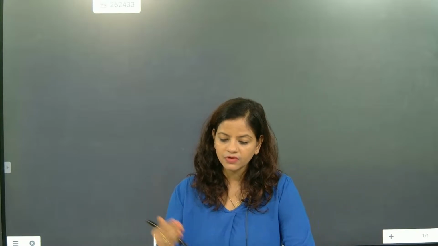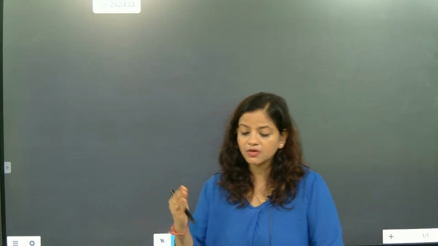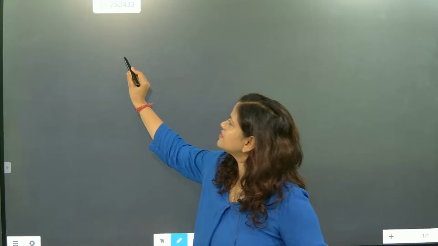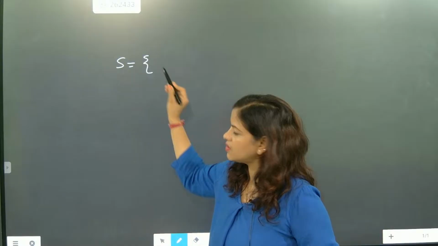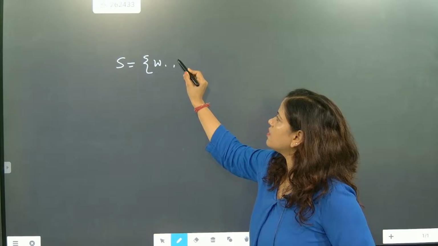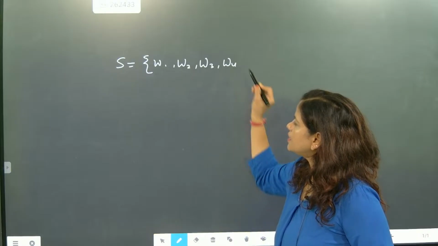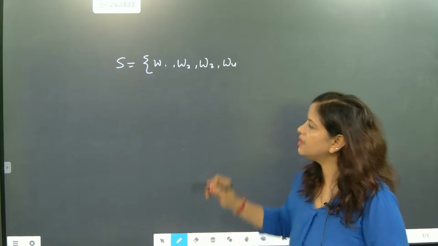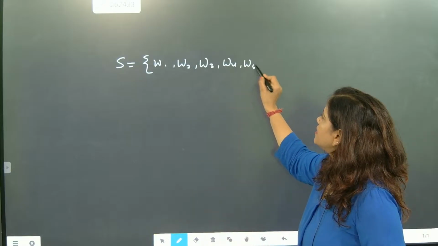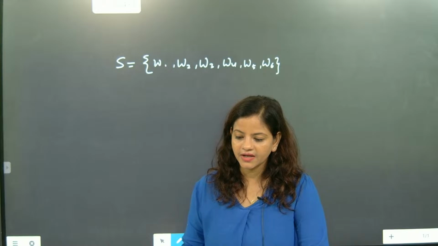They ask this mostly as an MCQ. So I am writing: S is equal to W1, W2, W3, W4, W5 and W6. This is an NCERT question, and this is for your understanding.